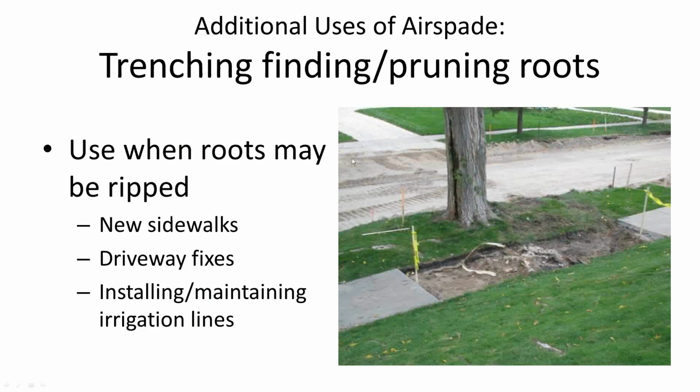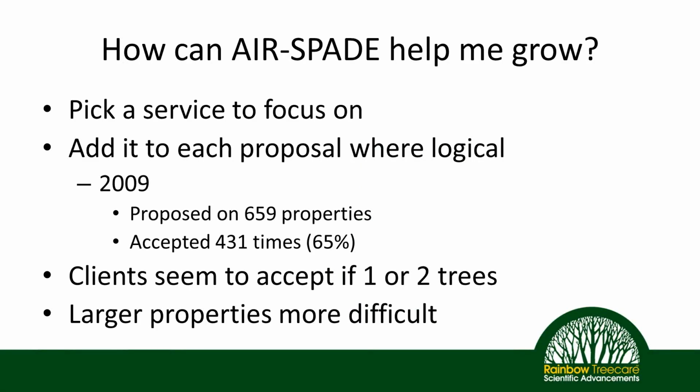Again, this is also neat for finding roots underneath construction. So if we are doing some pavement replacement, if we need to do some root pruning, instead of just intermittently going through there with a trencher, we can find those roots and we can do a clean cut so that root can heal over faster. Many, many uses for an Airspade out there. Really great tool to have in your toolbox when it comes to doing plant health care treatments.